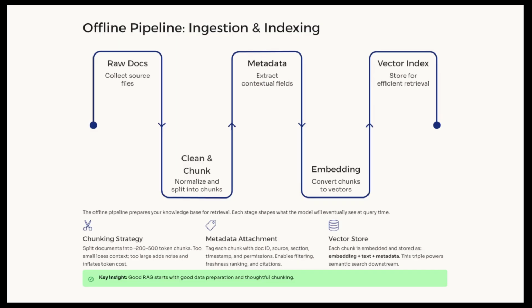We also attach metadata, such as document ID, source, section, timestamp, and permission information. Metadata helps with filtering, freshness, access control, and citations. Then each chunk is converted into an embedding, which is a vector representation of text. The vector database stores the embedding, the text chunk, and the metadata. The key idea is this. Good RAG starts with good data preparation and good chunking.